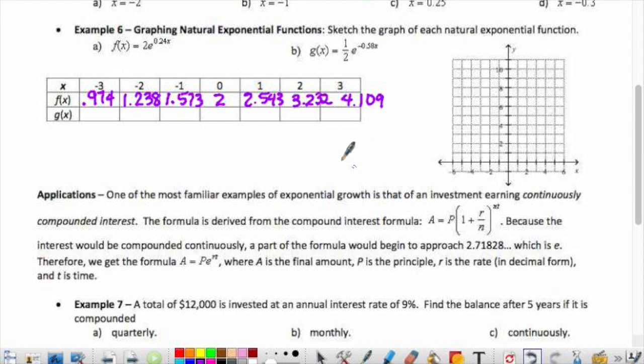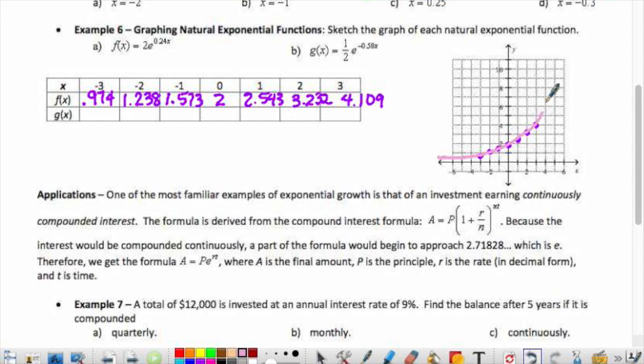So I'm going to plot a negative 3 and approximately a positive 1. So we'd have negative 3 and a positive 1, pretty close. Negative 2, just a little over 1. Negative 1 would be about 1.5. 0 would be at 2. 1 would be at 2.5. 2 would be at a little over 3. And then 3 would be at 4. And then we'll connect those points.